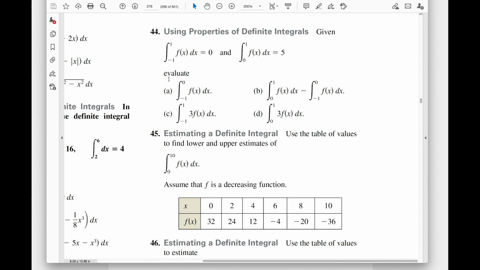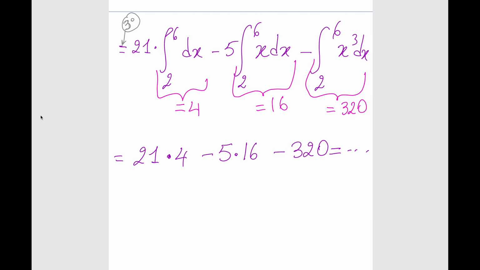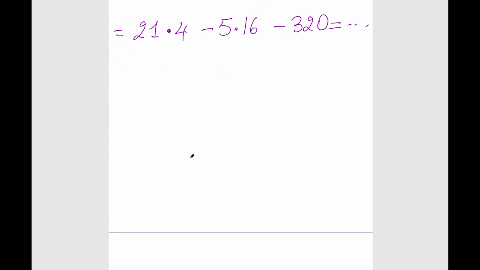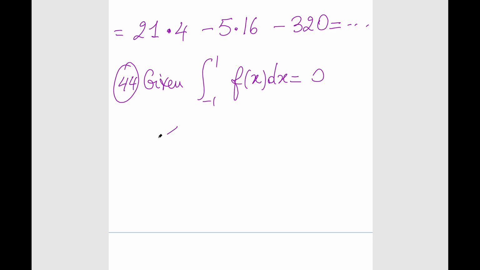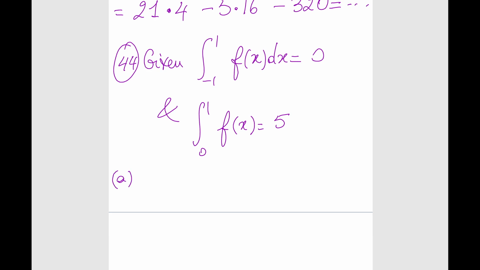All right, how do you think I'm going to do this? Part A. Actually, I'm not going to do it orally. I'm going to do it using the notebook, this one. So that's 44. We are given that the integral from minus 1 to 1 f x dx is 0. And we are given that the integral from 0 to 1 f of x dx is equal to 5, right? So we're given these things. And for part A, they want us to find the integral from minus 1 to 0 f of x dx. This is what they want us to find.